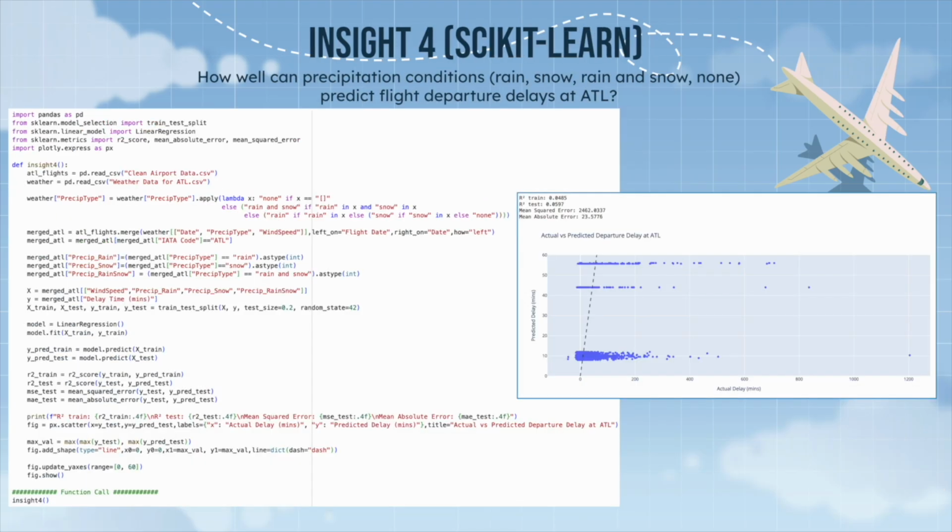For our fourth insight, we applied machine learning techniques to answer how well can precipitation conditions predict flight departure delays at ATL. We built a linear regression model using scikit-learn, incorporating precipitation type as our predictor variables.